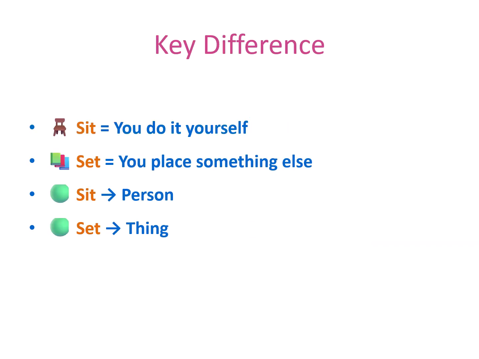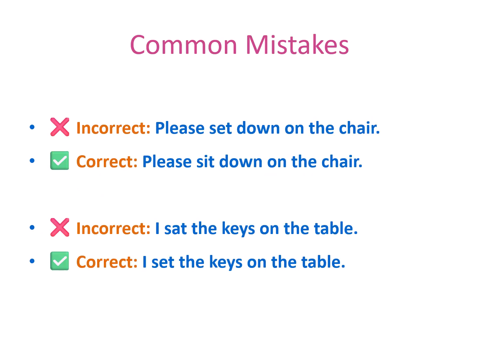Here's the simple difference: sit is when you place yourself down. Set is when you place something else. Think of sit for a person and set for a thing. Easy, right? Let's look at some common mistakes.